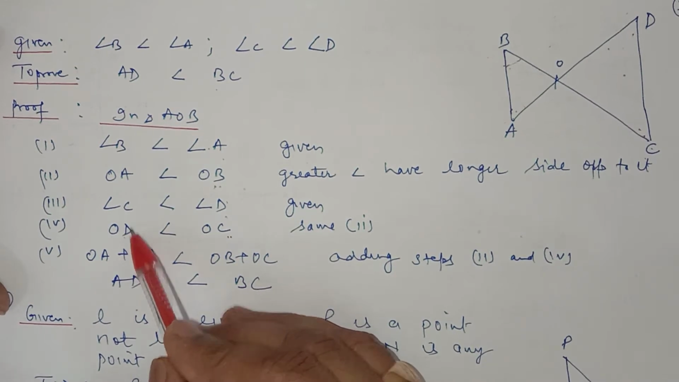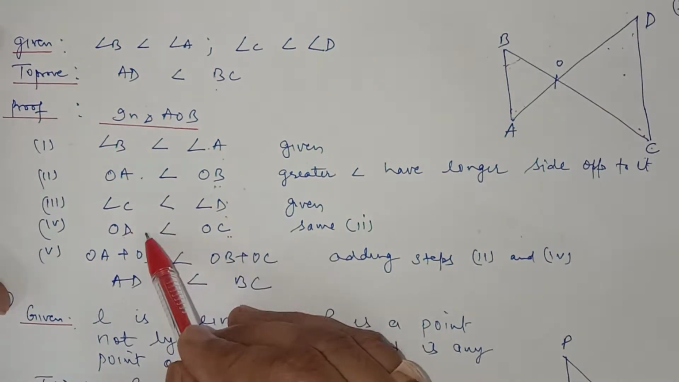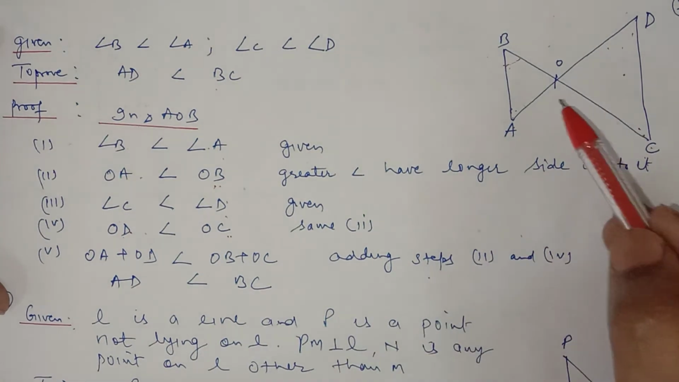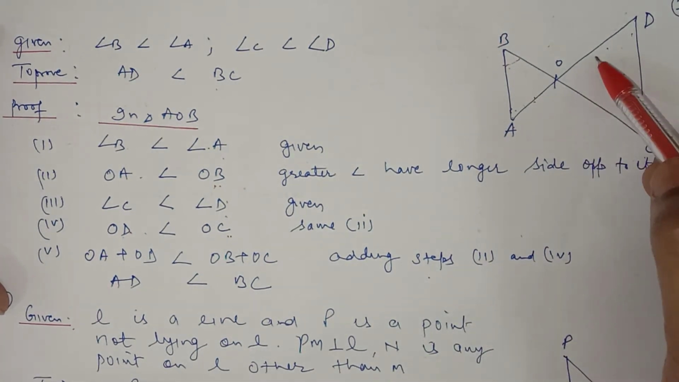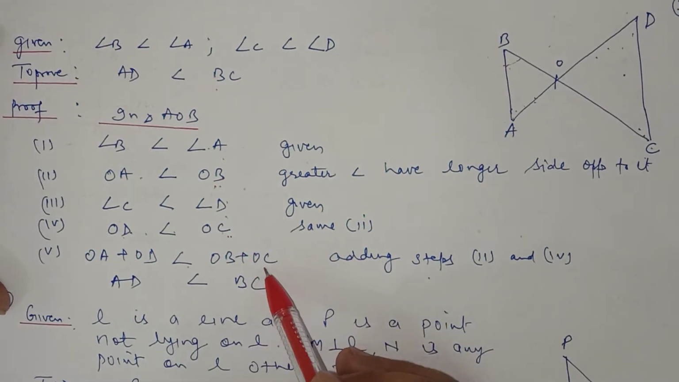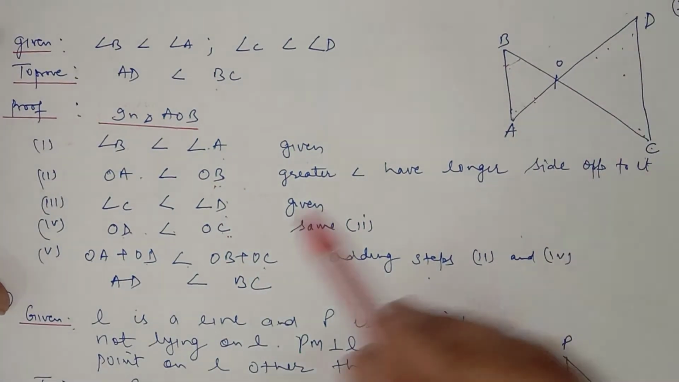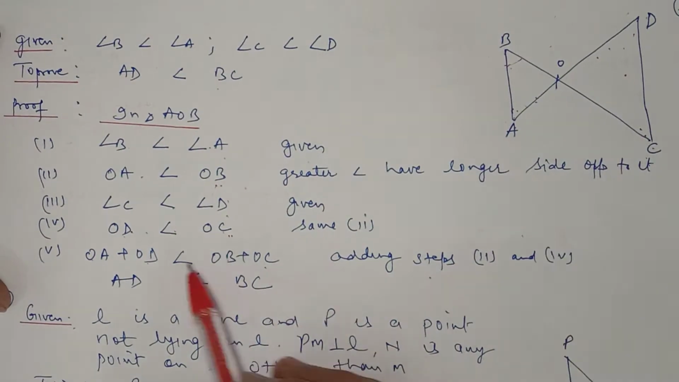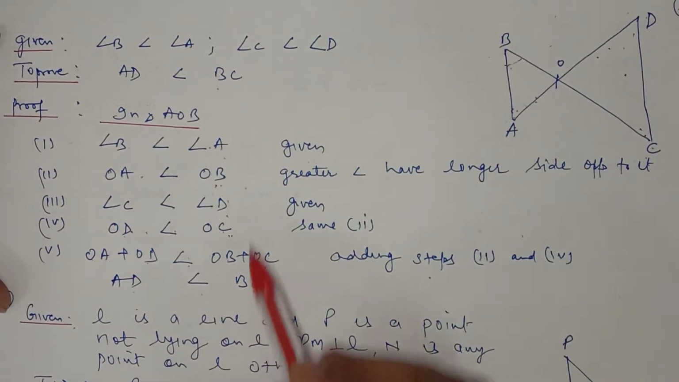Now add the second and fourth steps. So it becomes OA plus OD is less than OB plus OC. So OA plus OD is AD, OB plus OC is BC, and the less than sign is there. So AD is less than BC, which you had to prove.